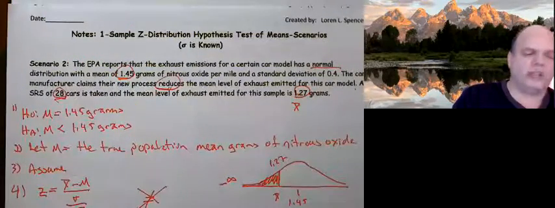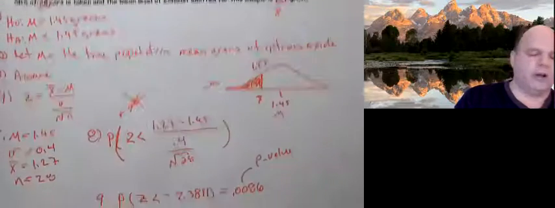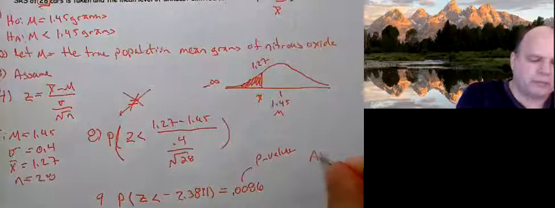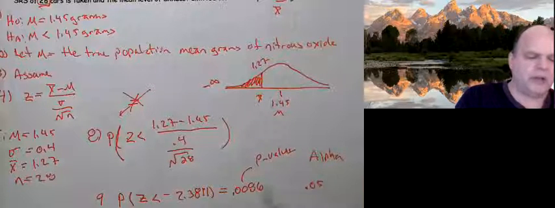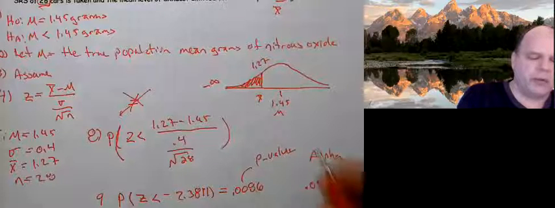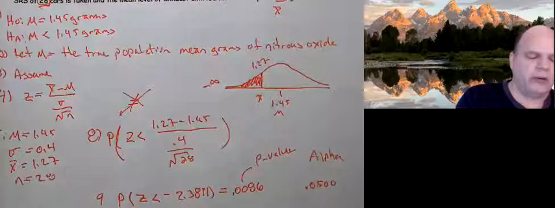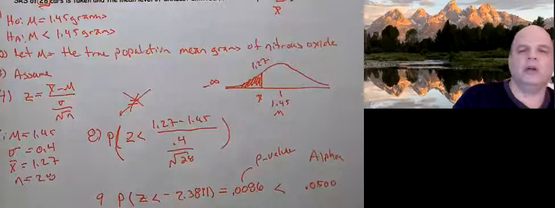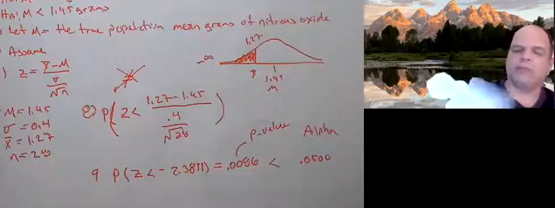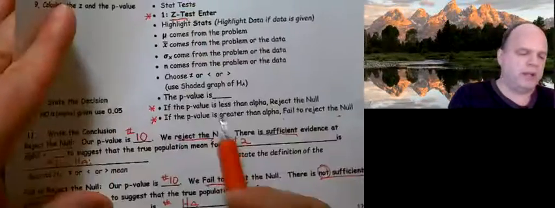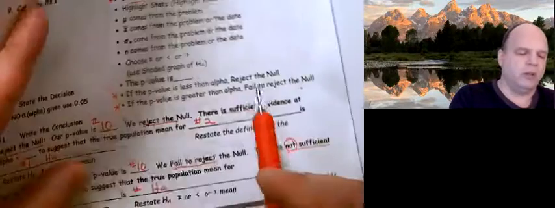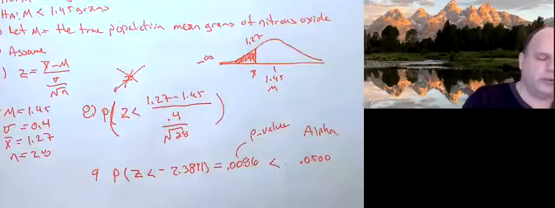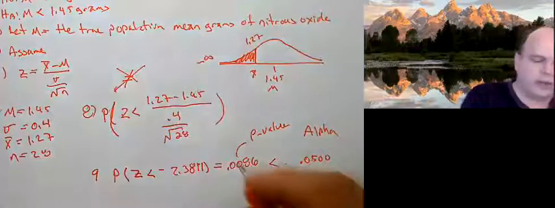All right, so I went back and I'm looking for alpha to make my comparison, and I don't see alpha. Well, if I don't see alpha, we're just going to use 0.05, and we'll do that every single time. So we have p-value and alpha. Well, this is 4 places, so I'm going to make this 4 places. And real quickly, I can see that 500 is bigger than 86. So what do we do? If the p-value is less than alpha, we reject the null. So our decision is number 10, reject the null.